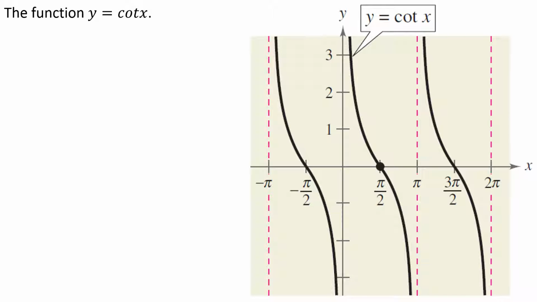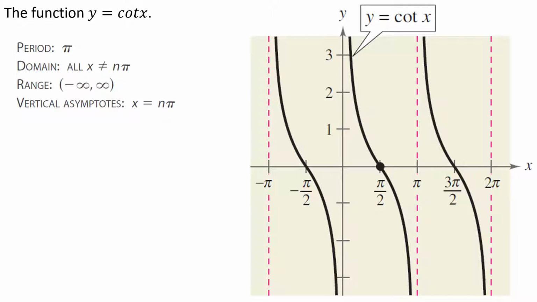Cotangent, very similar. You'll notice, however, that the asymptotes, instead of being at pi over 2 and 3 pi over 2 and 5 pi over 2 and 7 pi over 2, are actually at pi, 2 pi, 3 pi, 4 pi, 5 pi. I should note there's an asymptote that's not clearly labeled in that diagram. When x equals 0, of course, the y-axis is also a vertical asymptote.